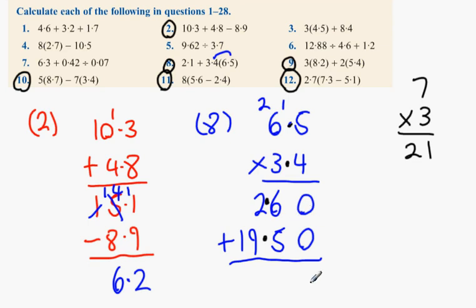So what's 0 plus 0? 6 plus 5? Carry the 1. 12. Carry the 1. 22.1. Is 22.1 reasonably close to 21? Yes, it is. Okay. Next one.